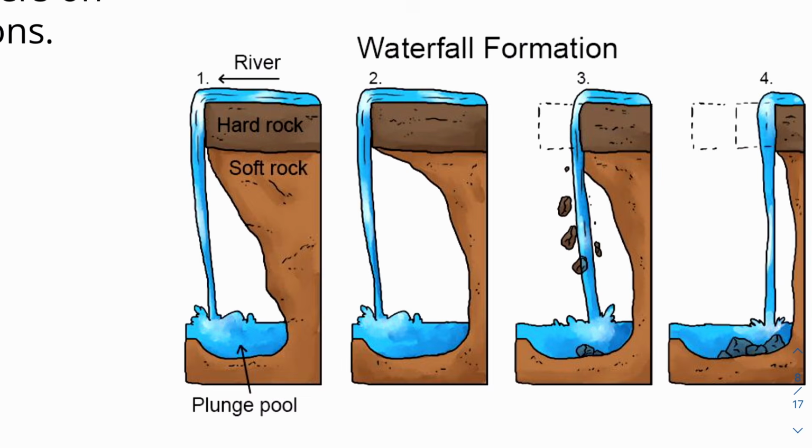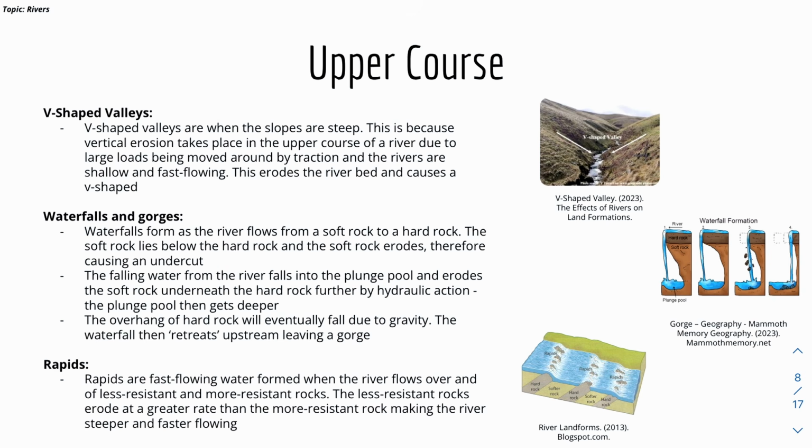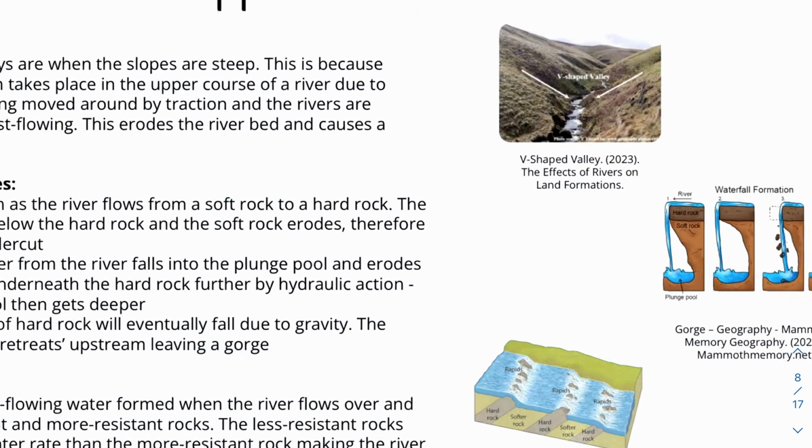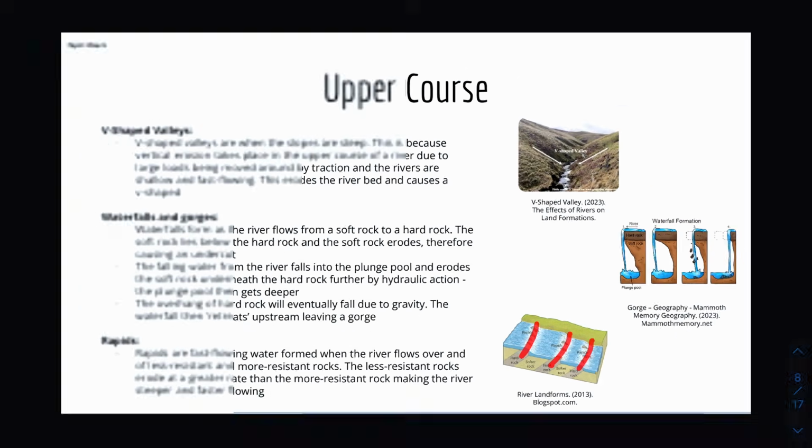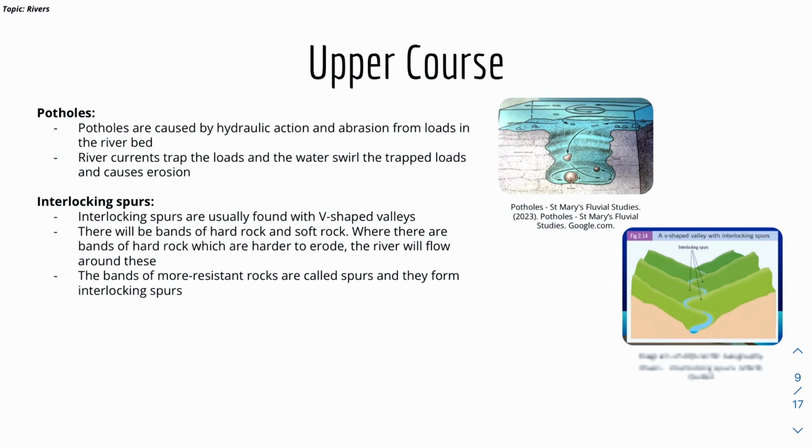And then we have rapids, where fast flowing water flows over less resistant and more resistant rocks, and the less resistant rocks erode at a faster rate than the more resistant rocks, making the river steeper and faster flowing. So in this diagram over here, we have some bands of hard rocks and softer rocks. Hard rocks will not be eroded as fast or as much, so it'll form rapids over here. And then we'll look into more of the different features.